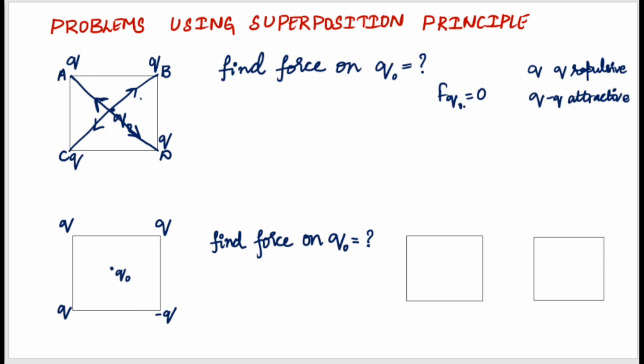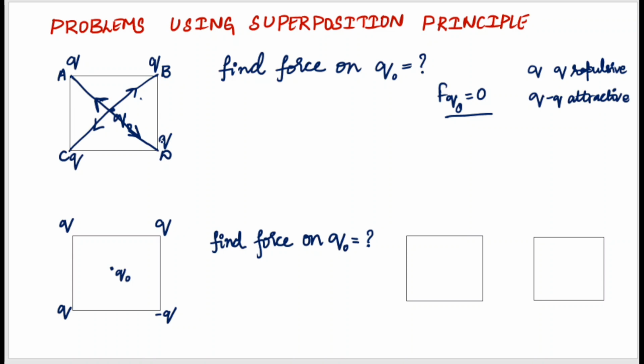So I can easily say the force on q naught is equal to 0. Otherwise, you can find the forces separately and add all the forces acting on this q naught. That would be very lengthy, and this is the easiest way. If you do it that way also, you will get the answer to be 0, because force has magnitude as well as direction. Here you must consider the direction as well.